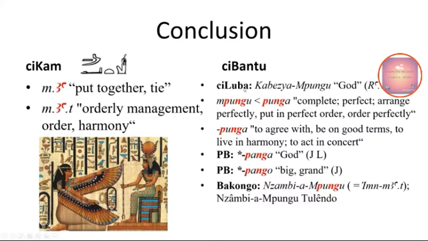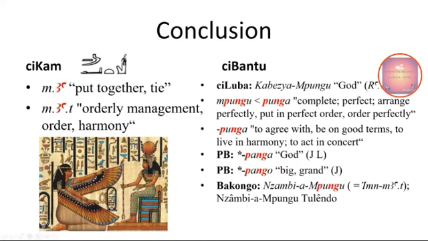In Chibantu, for example, in Chiluba, we have the word Kabezia Impungu. That word Impungu is a word for God. Impungu comes from punga, meaning complete, perfect, to arrange perfectly, put in perfect order, order perfectly. Bunga, to agree with. This is Chiluba. Bunga, to agree with, to be on good terms, to live in harmony, to act in concert.